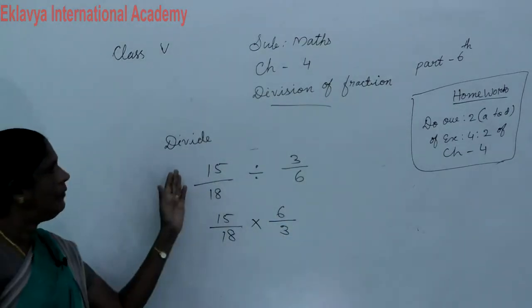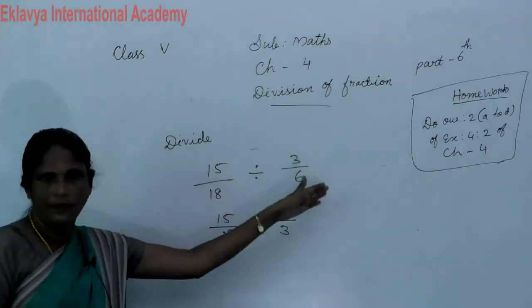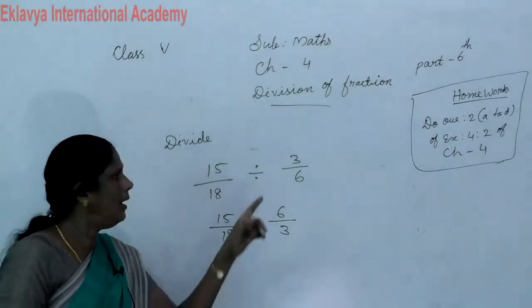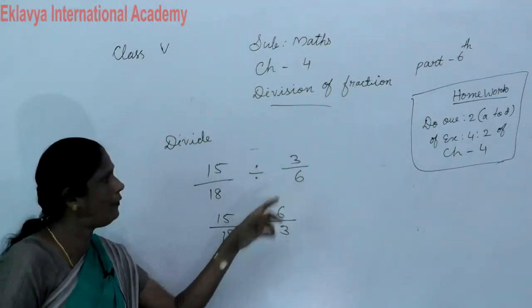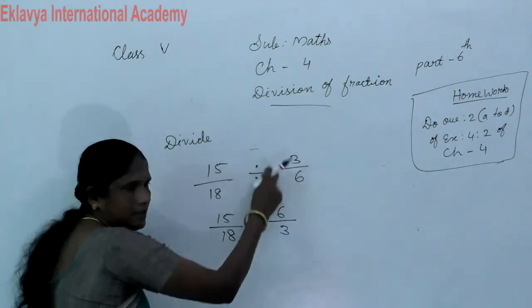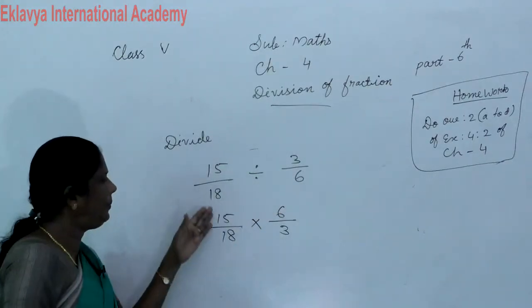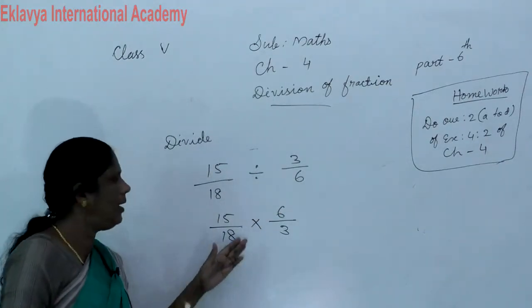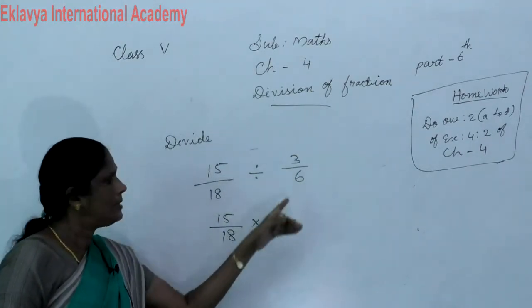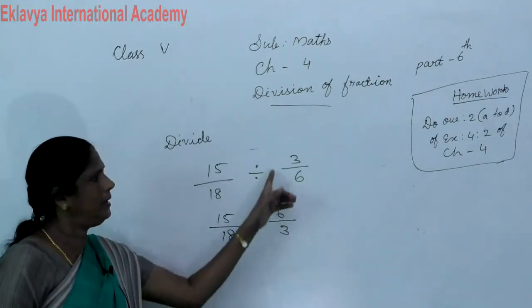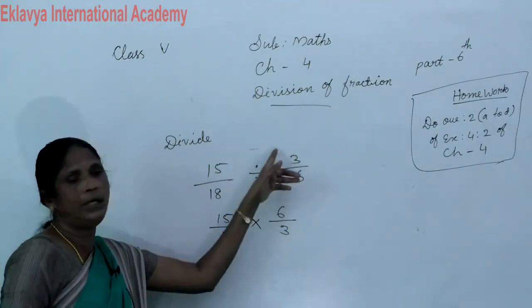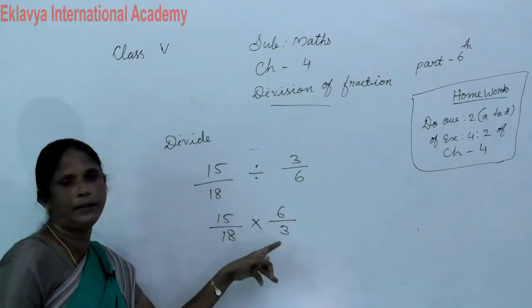Understand? When we divide a fraction, first we find the reciprocal of the divisor. This is our divisor. Then 15 by 18 multiply 6 by 3. The reciprocal of 3 by 6 is 6 by 3.